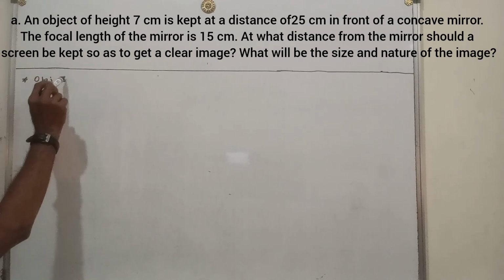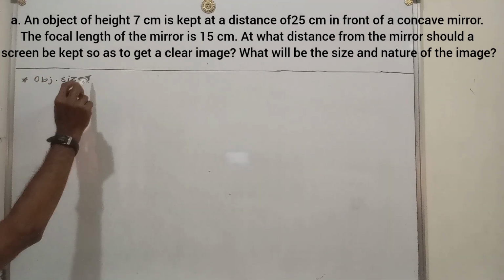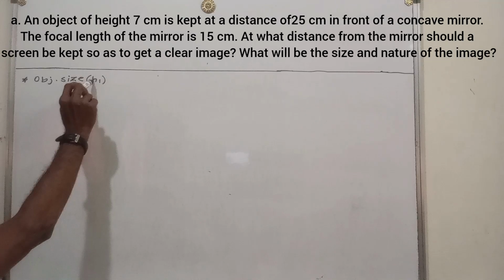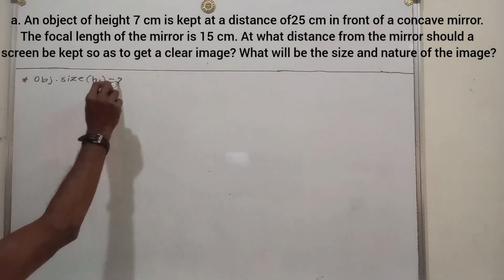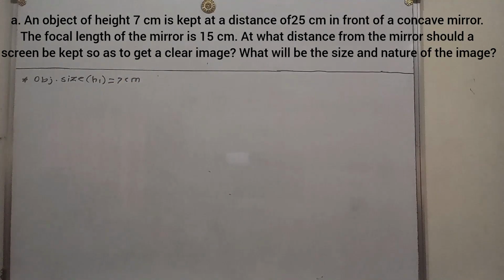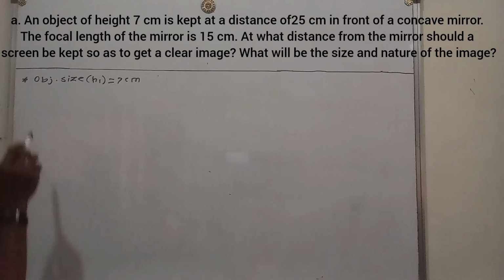Object size or height, object height is 7 centimeter, kept at a distance of 25 centimeter in front of a concave mirror. In front of a concave mirror, when object distance, that is u.